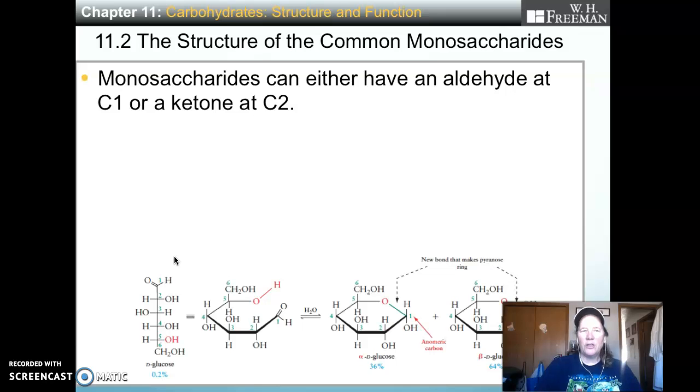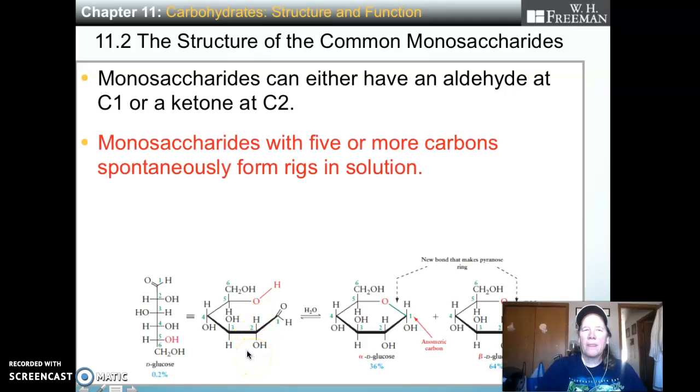Okay, so if you look here, if it's a monosaccharide, remember they either have a double bond O on the first one, that's an aldehyde, or double bond O on the second one, that's a ketone. So we have them down here. If you look, here's a double bond O on the first one, so this would be an aldehyde. I guess I don't have one on the other one. Okay. Usually what happens is, they start out in a chain like this, but then if they have 5 or more carbons, they kind of just naturally form rings.